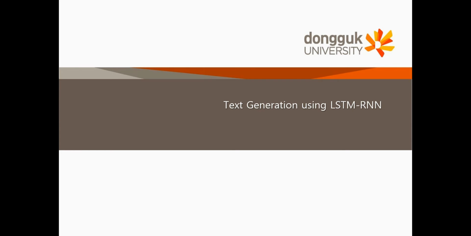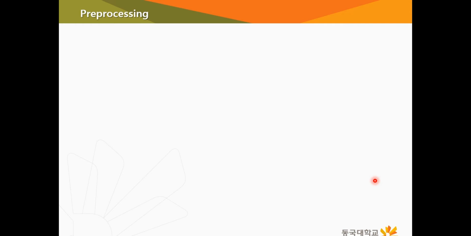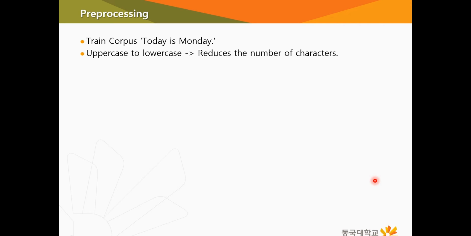Hello everyone, in today's video I'll introduce you to LSTM and RNN, a deep learning model that can be used to train computers to generate a sequence of logical text. To train the computers to generate text, a sample text should be provided, and if the corpus given is "today is Monday", then all the upper cases should be changed to lower cases so that the number of characters to be trained for is reduced.